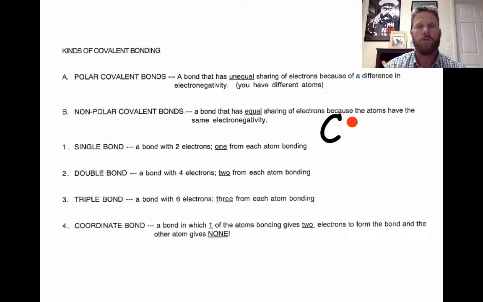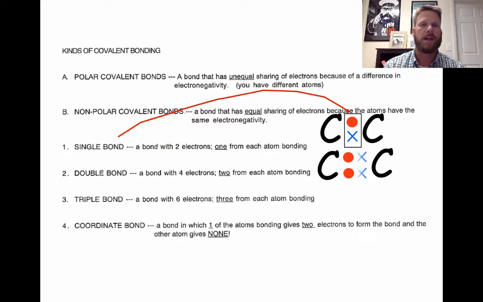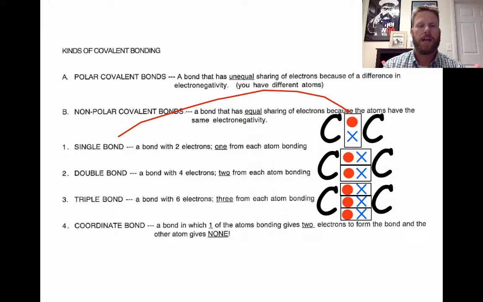Then, with covalent bonds, you can end up having multiple bonds. A single bond occurs when each atom shares 1 electron. That would form a single bond. When each atom shares 2 electrons, you would form a double bond. And if each atom shares 3 electrons, then you form what is called a triple bond. A coordinate covalent bond forms when one atom donates both electrons to the bond.